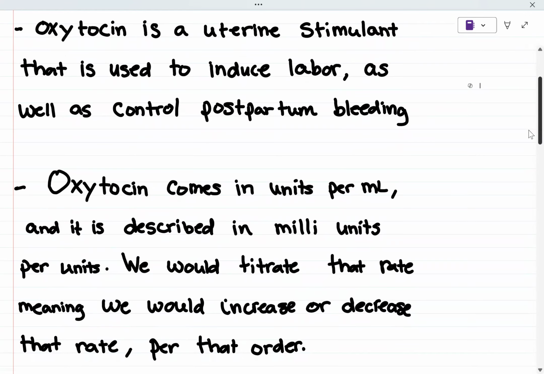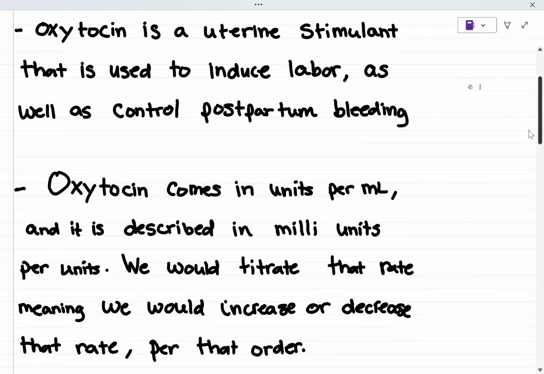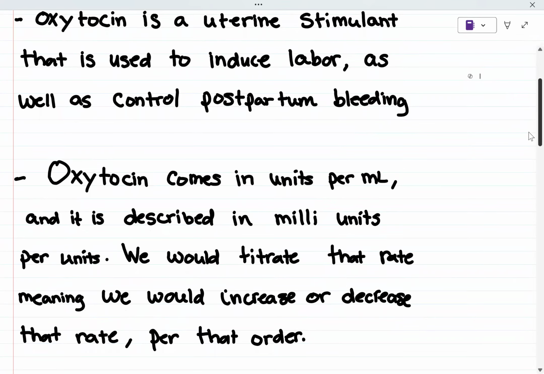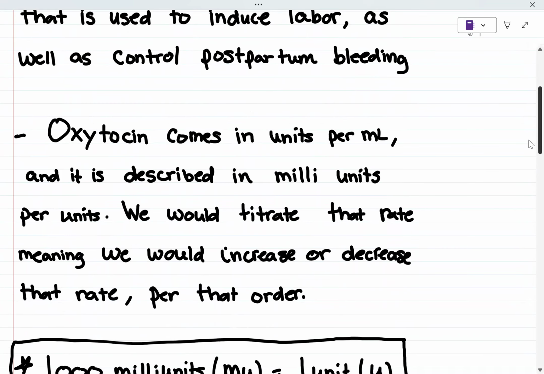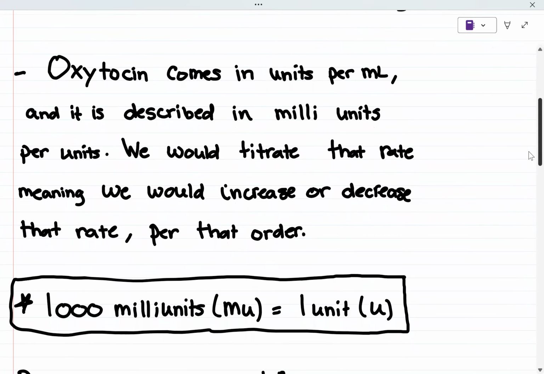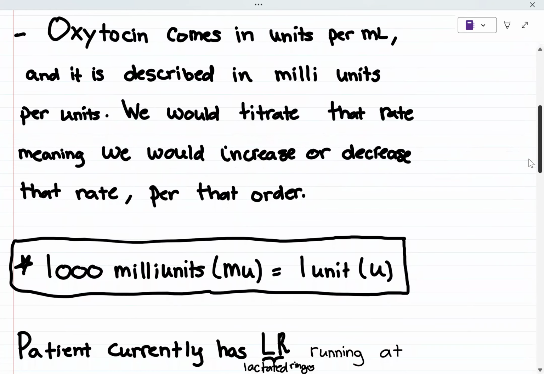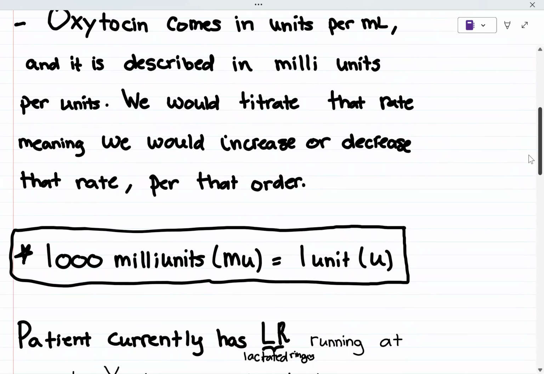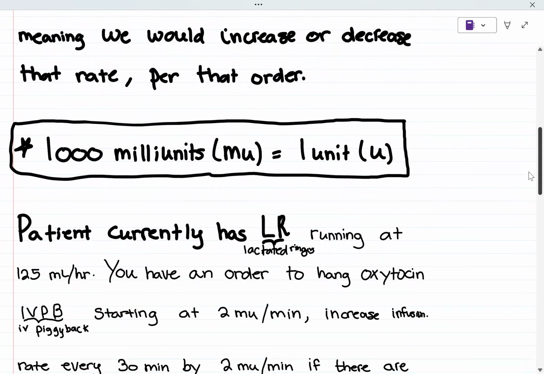Oxytocin comes in units per milliliter, and it is described in milliunits per minute. We would titrate that rate, meaning we would increase or decrease that rate per the order. So go ahead and put this in your notes: 1,000 milliunits, MU, is also 1 unit. So we might have to use that information. Based on that information, we can start with example one.